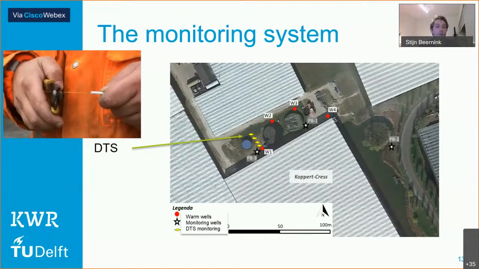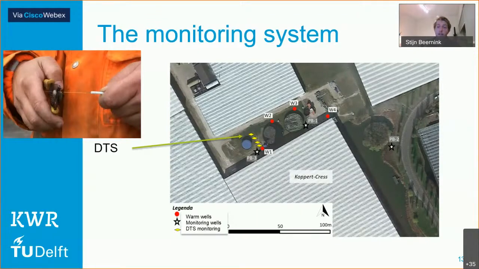DTS is distributed temperature sensing, and it uses fiber optics to measure the temperature along a cable for each millimeter at a very high accuracy.